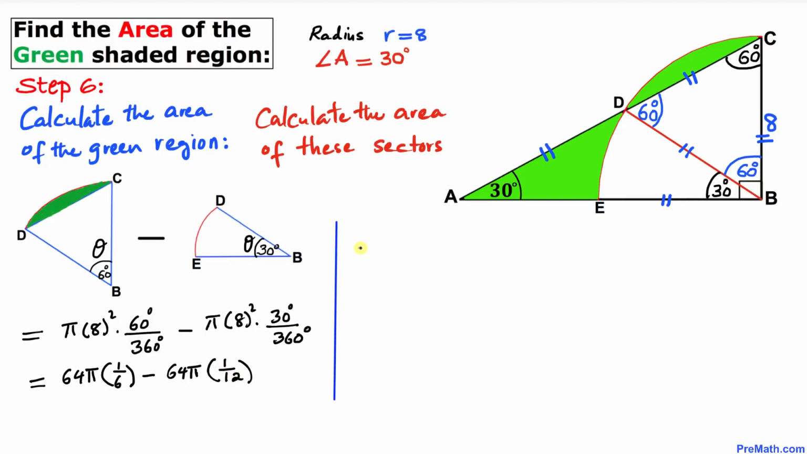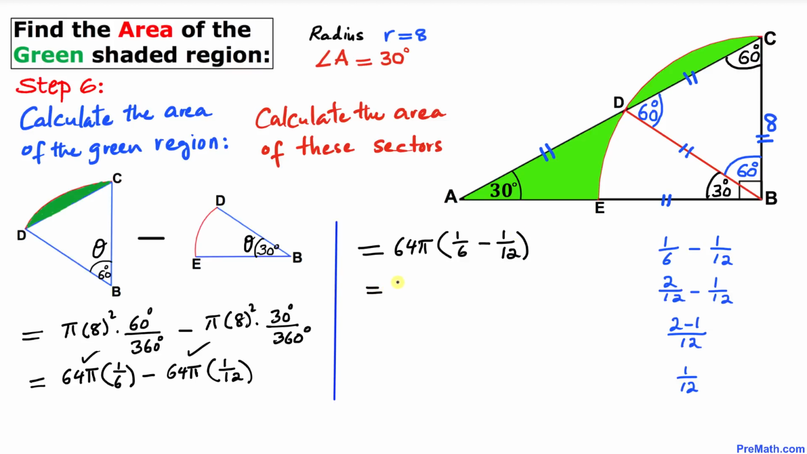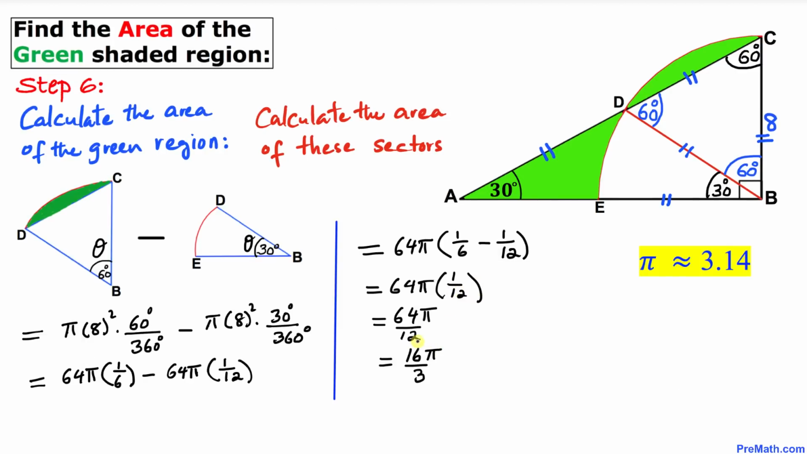Let's simplify further. Here I am going to factor 64 pi out, times 1 over 6 minus 1 over 12. And that is equal to 64 pi times, and this can be simplified as 1 over 12. So we get our reduced answer as 16 pi over 3.